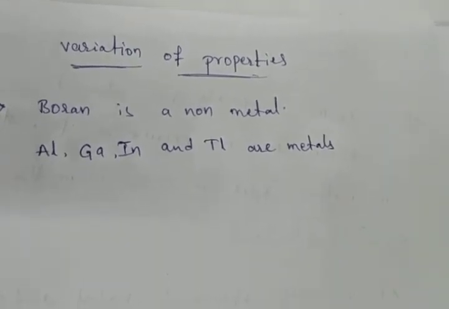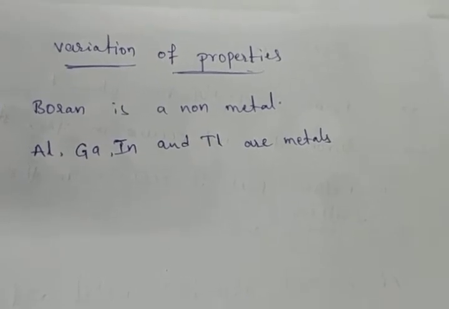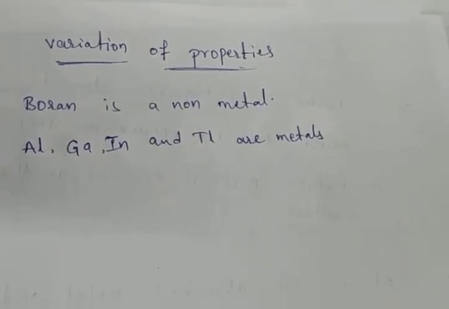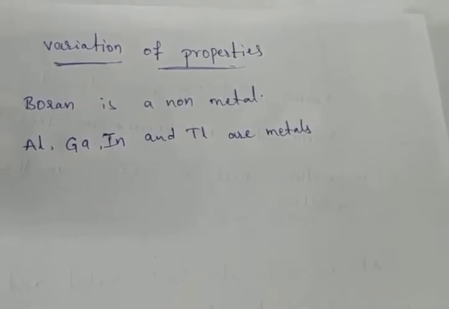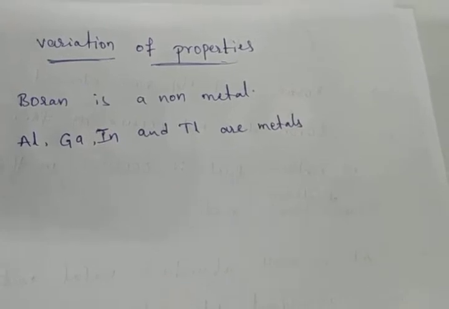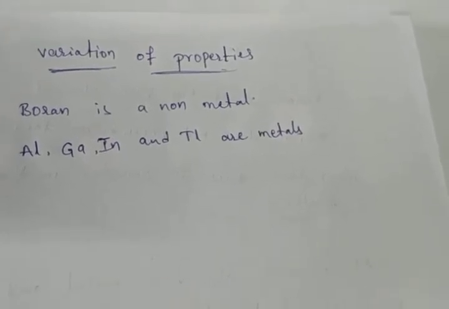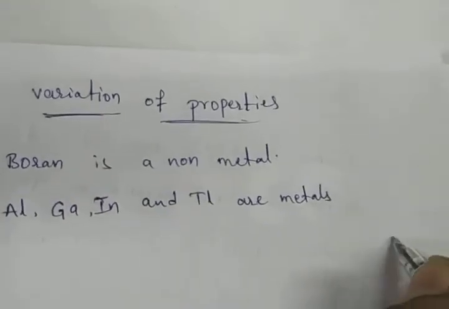Then the order of atomic radius. Already in the 8th class also we discussed atomic radius. From top to bottom, atomic radius increases. Atomic size or atomic radius: what is the radius? The distance from the center of the atom.